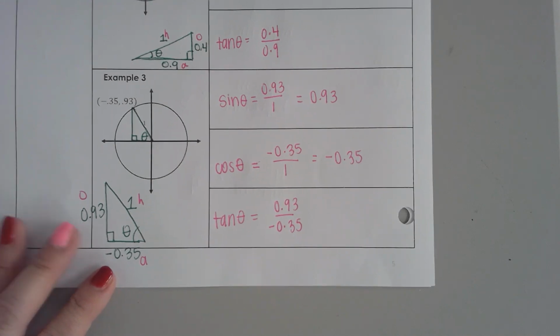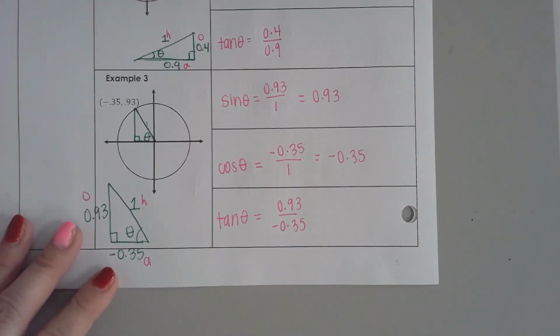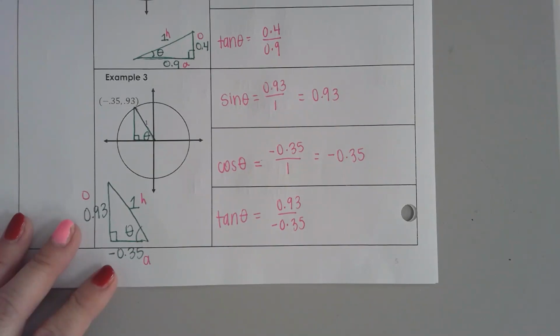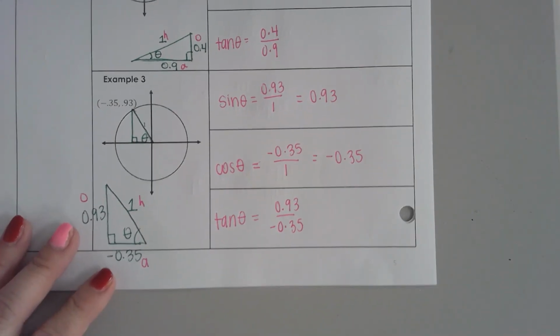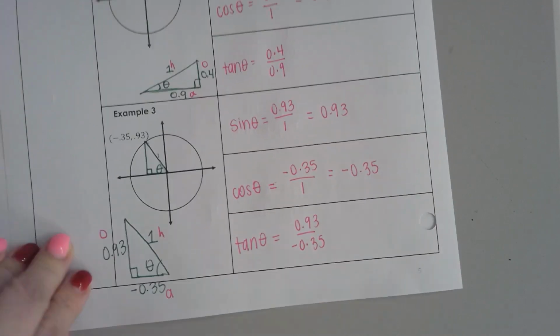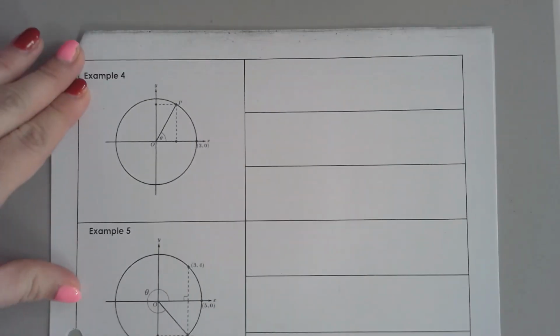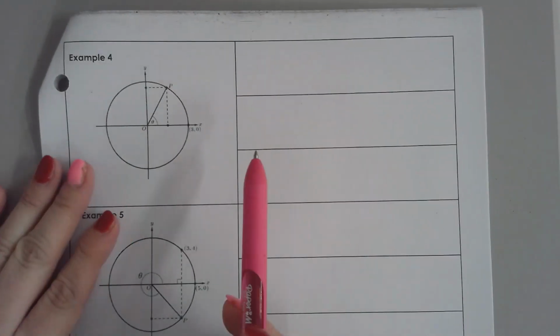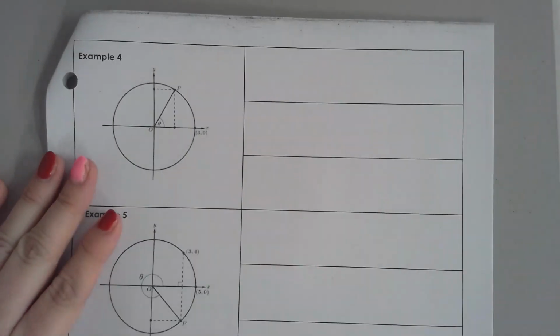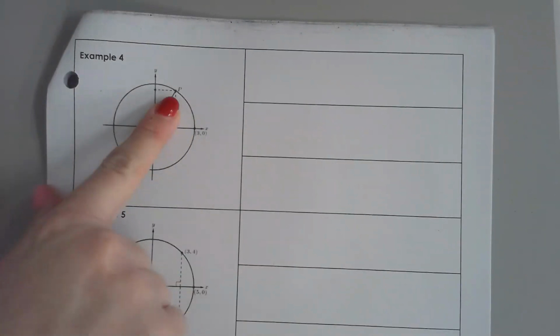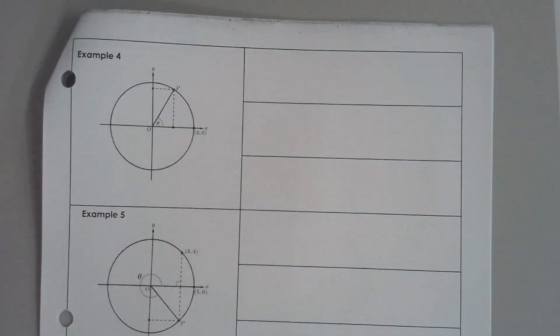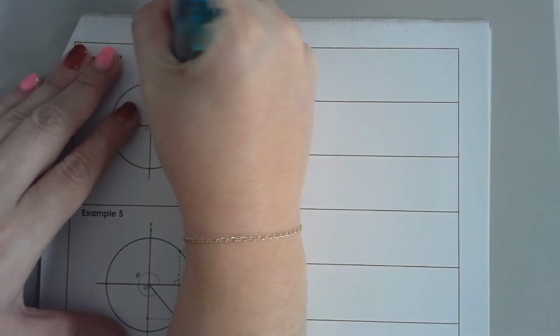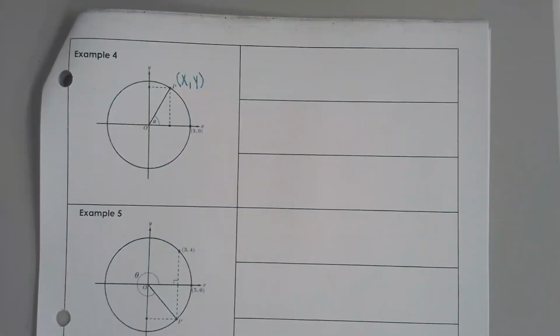I really don't think SOHCAHTOA is in the pre-calc curriculum. I don't think it is. I could be wrong, but we're doing some more advanced trig. But this is just getting you into it. All right. Example 4. So this one, we're given a little bit of different information. I don't know exactly where P is, so we are just going to refer to that as x, comma, y.